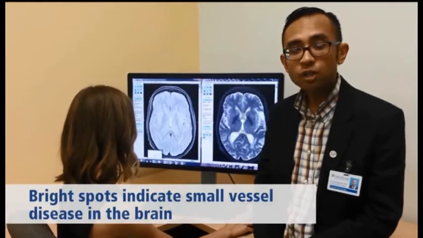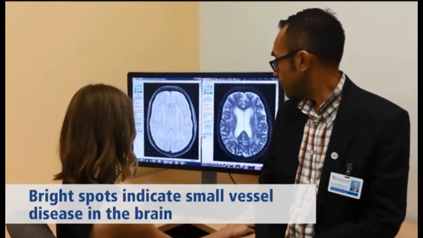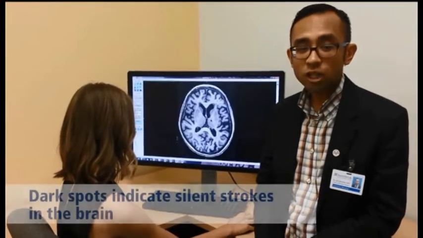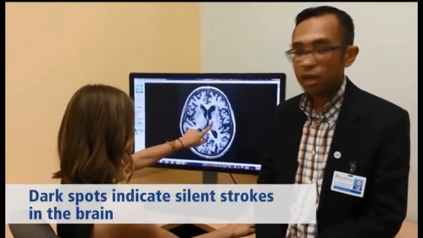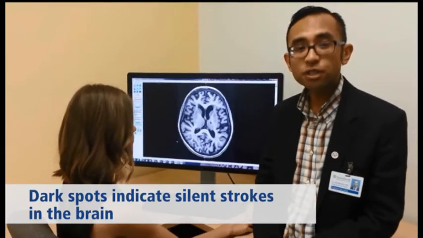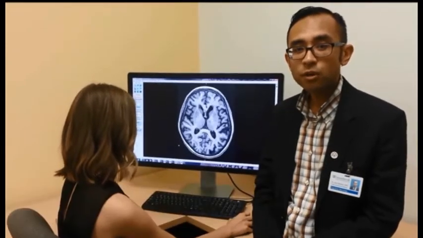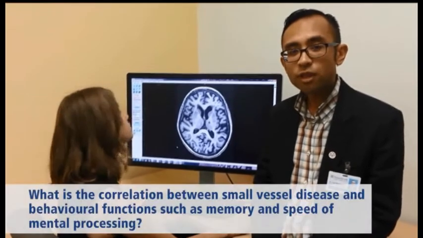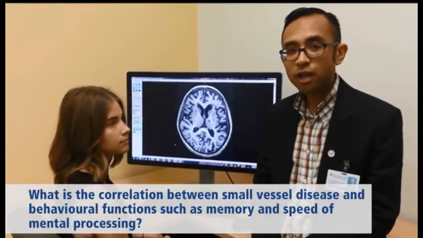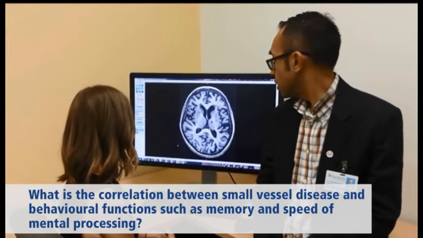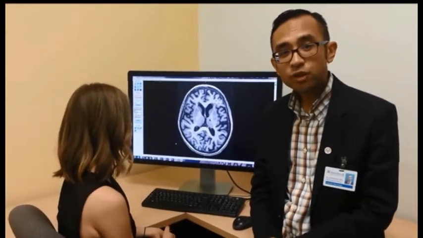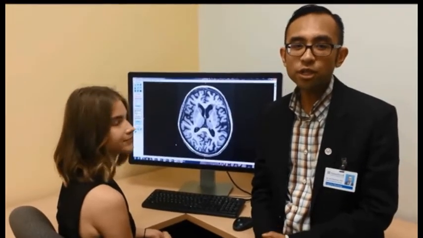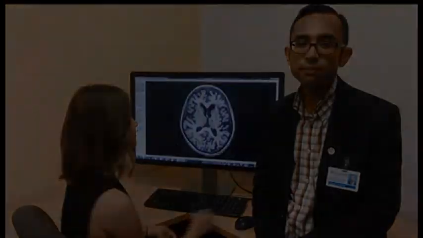These are examples of small vessel disease in the brain, and it's this type of vascular injury that we're looking at. Another example are these dark spots called lacunes, and these are commonly thought of as silent strokes in the brain. So what we did is we took these signs of small vessel disease and we correlated them with functioning such as memory and speed of mental processing. Now I'm going to pass you over to Alicia McNeely, who's going to talk a little bit about how we obtain this information from brain MRI scans.